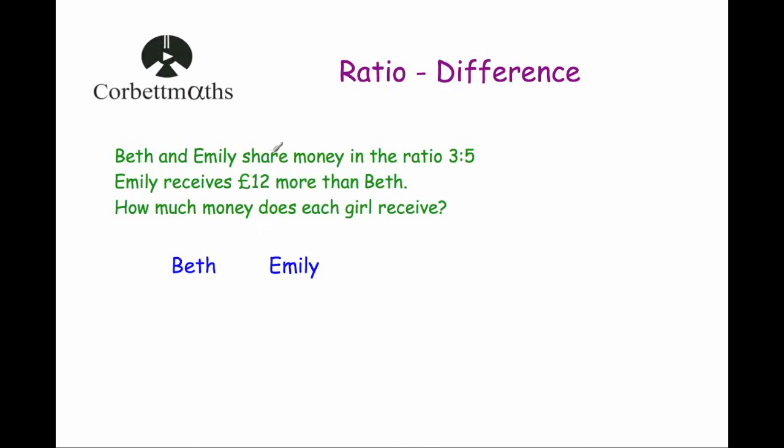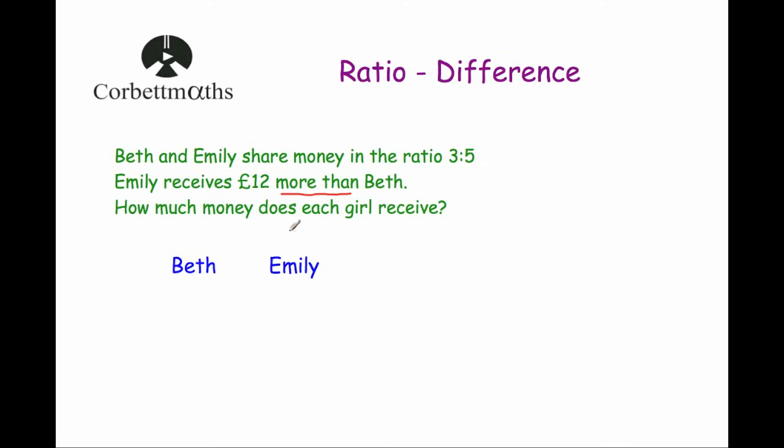Beth and Emily share money in the ratio of 3 to 5. So that means for every £3 Beth receives, Emily receives £5. And then it goes on to say Emily receives £12 more than Beth. So in other words, because it's £12 more than, the difference between them is £12. So we know it's a difference type of ratio question. And it says how much money does each girl receive?